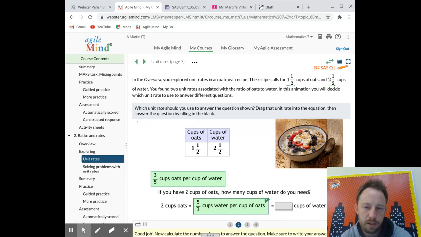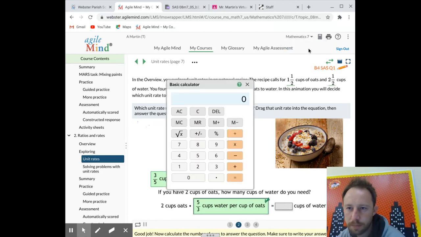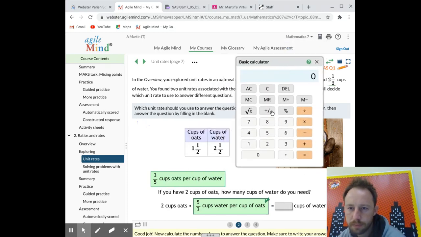So we got to multiply 5 times 2. Correct. What's 5 times 2? That's 10. And then you got to divide it by 3. Correct. So let's use that calculator. 10 divided by 3. 2 1/3. You're close.